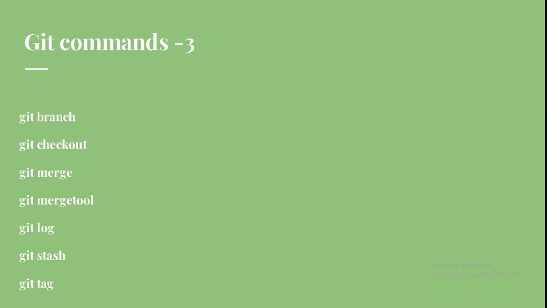Again, git branch is to create a branch. Git checkout is to check out from the remote repository to the local repository. Git merge is to merge whatever changes we have done into the recent changes. Git merge tool is again the utility that will show us the line by line changes or differences. Git log is the history showing tool. Git stash is the command that will stash our changes. We can say it's a type of parking area where we park our local changes, and later we will pull from the stash and send it to the remote repository.